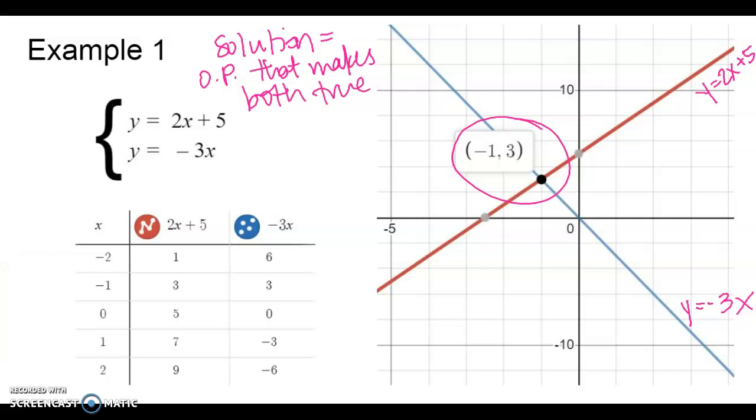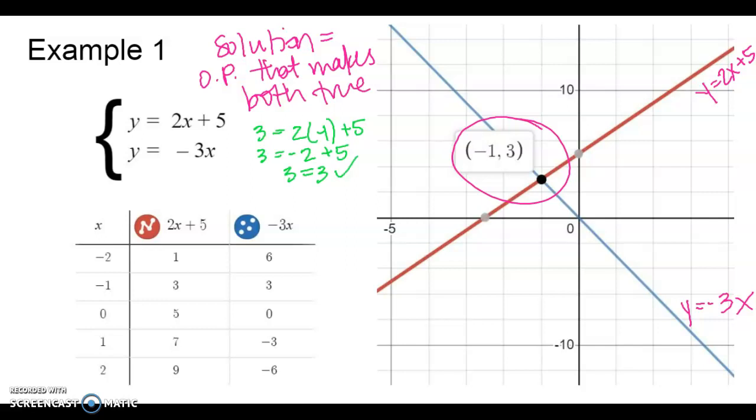So let's try the first one first. y equals 2x plus 5. So let's plug in 3 for y, and let's plug in negative 1 for x. So we see that 2 times negative 1 is negative 2 plus 5. 3 equals 3. That's true.